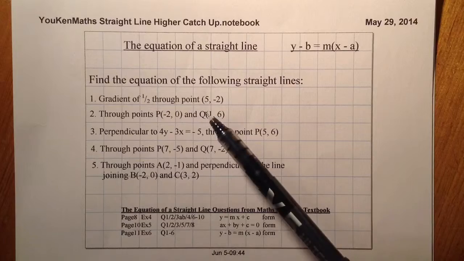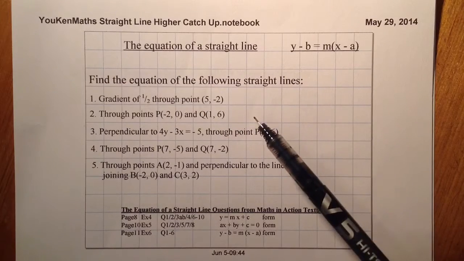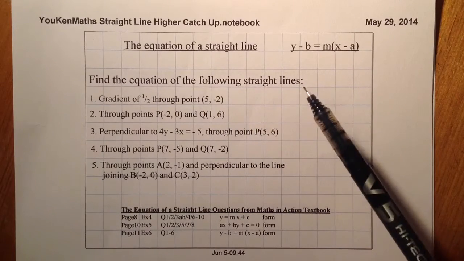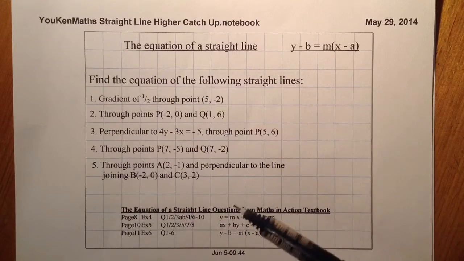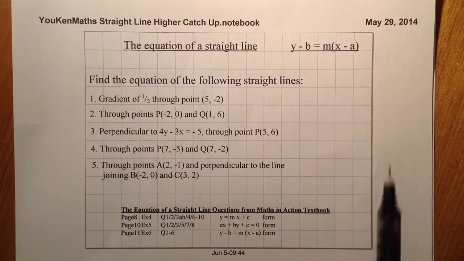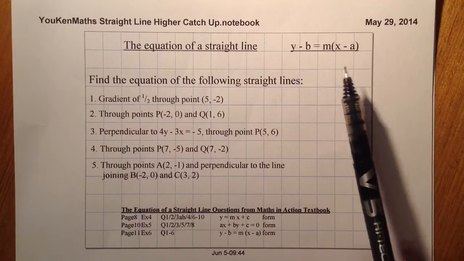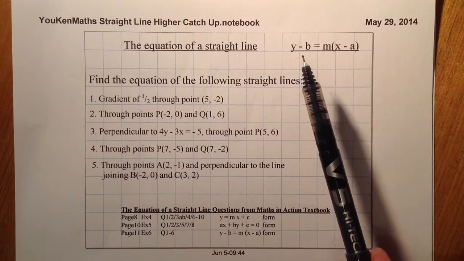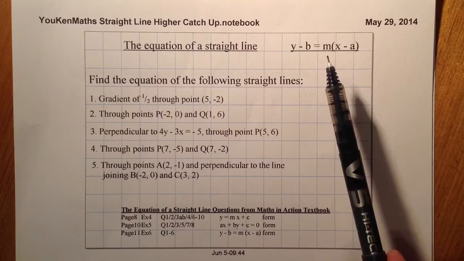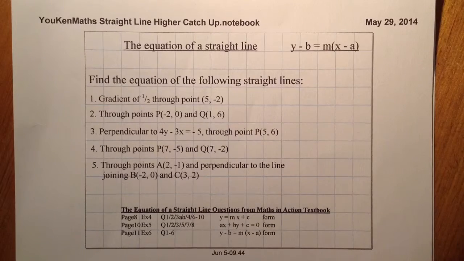So let's have a look at the questions we're going to do. Find the equation of the following straight lines: gradient of a half through the point (5, minus 2). Generally I'm going to be using the equation at the top, y minus b equals m(x minus a). Okay, so let's go ahead and try these questions.